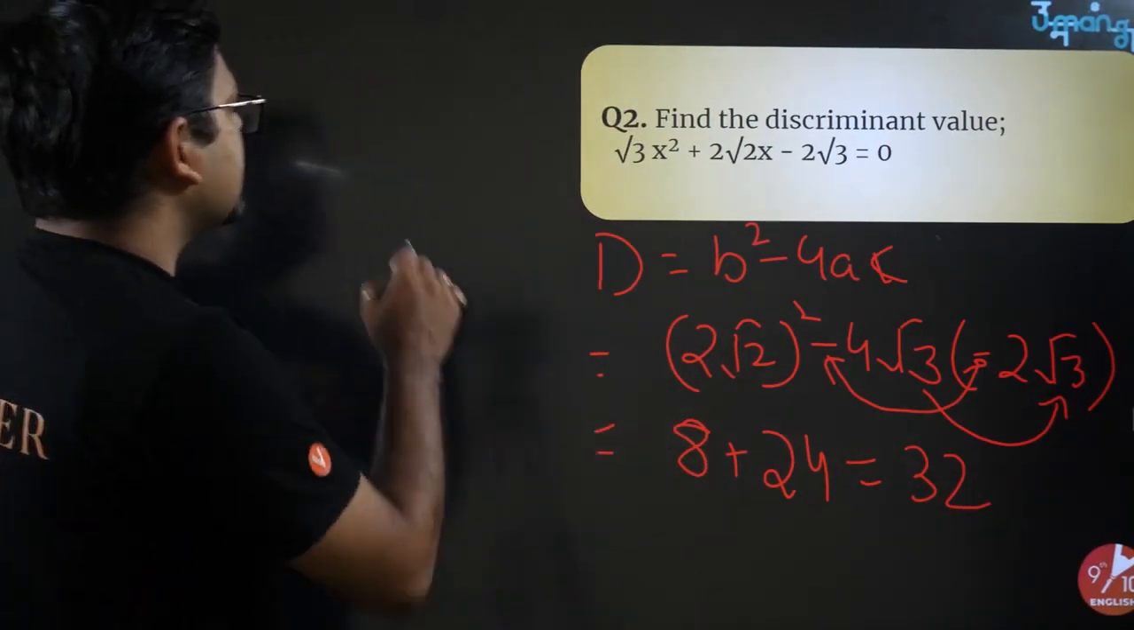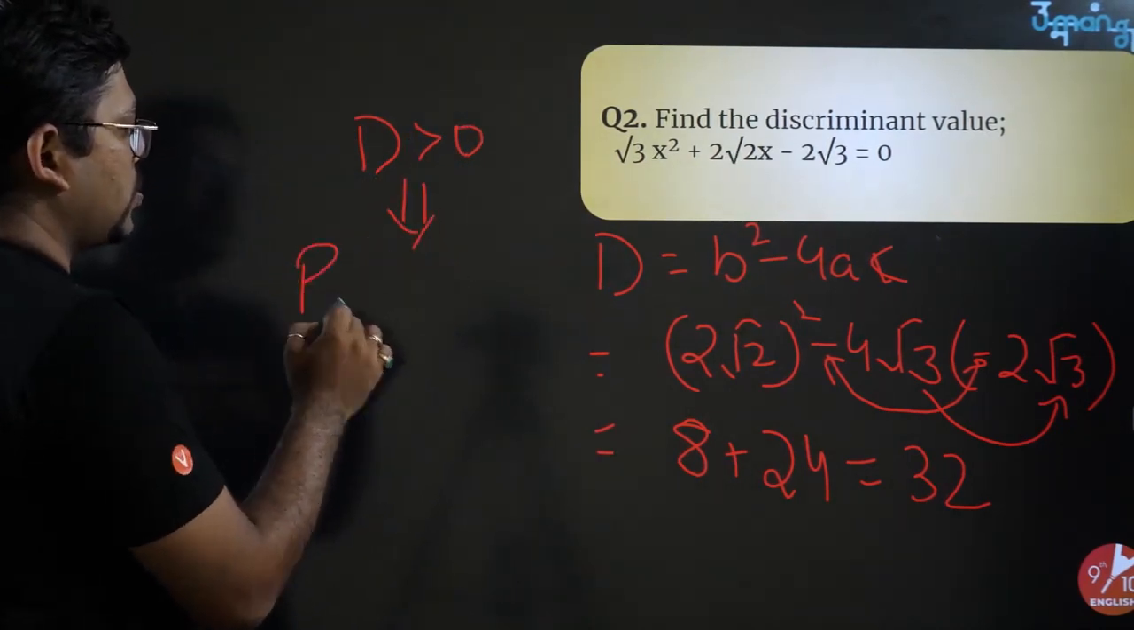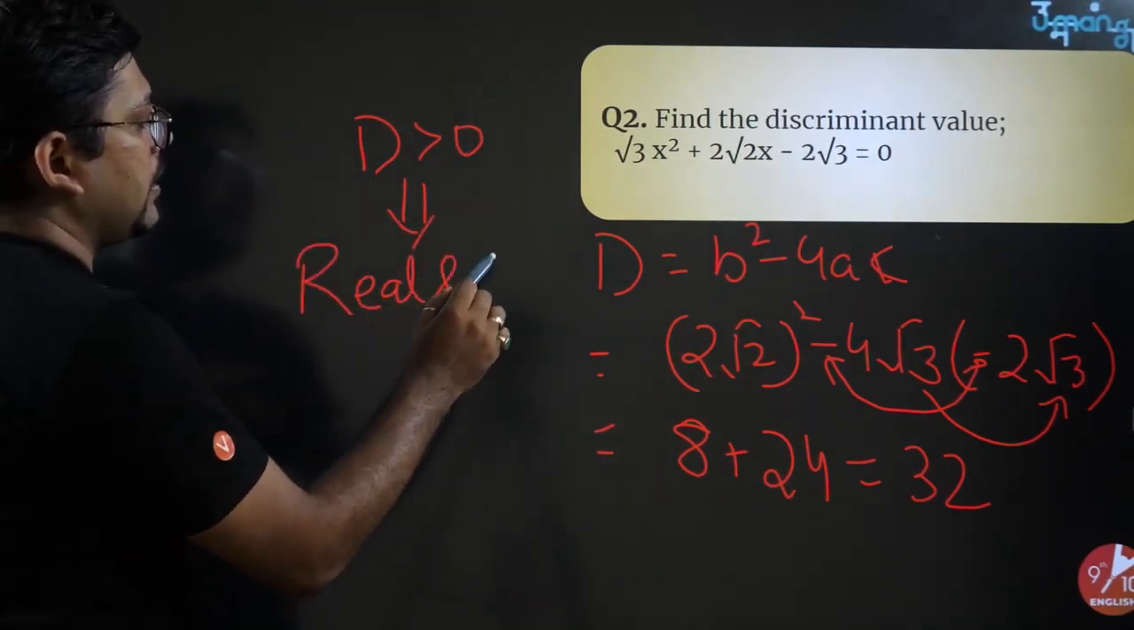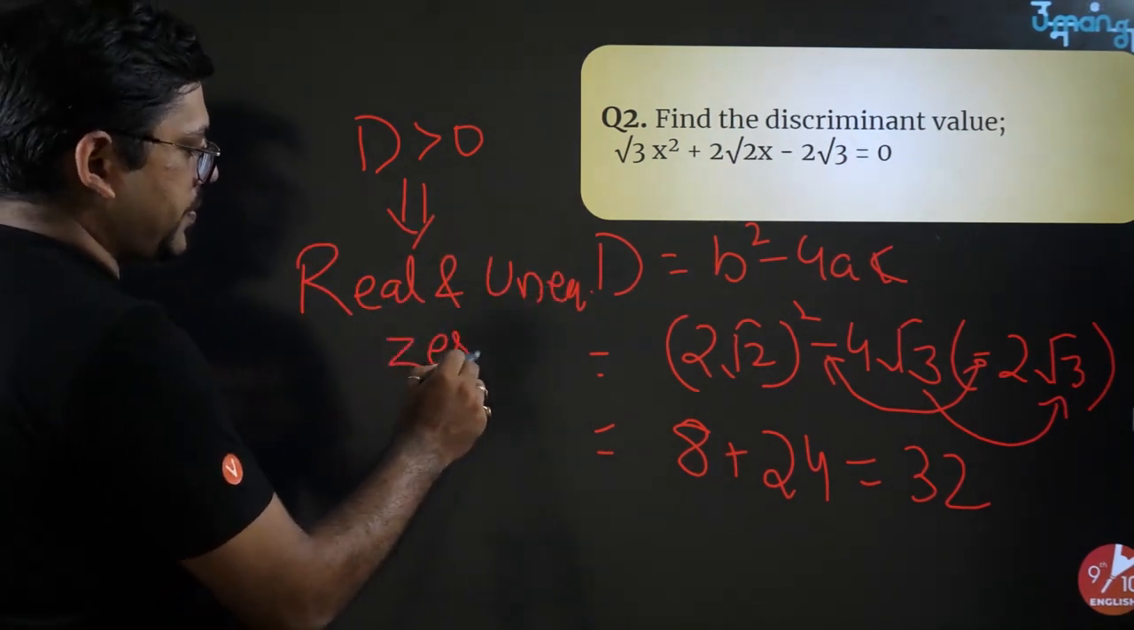D is 32 means simply d is positive. If d is positive, roots are real and unequal. Fine, real and unequal zeros.